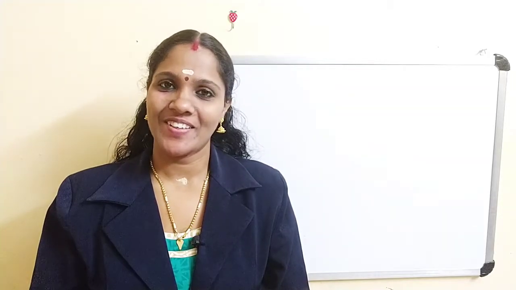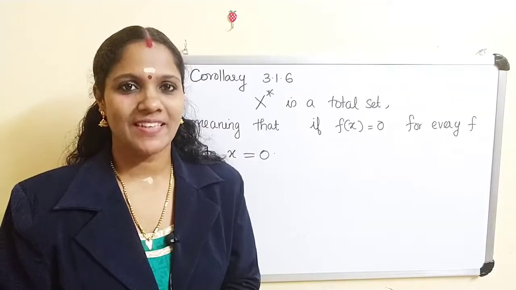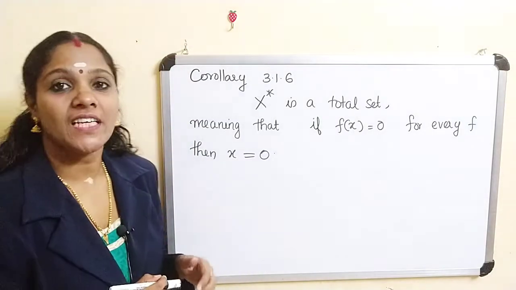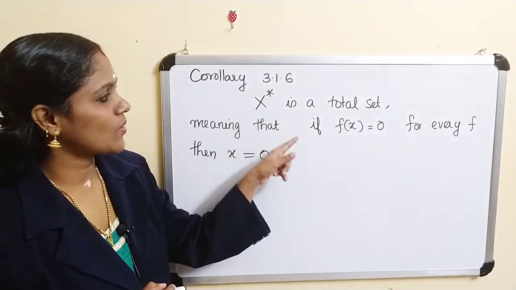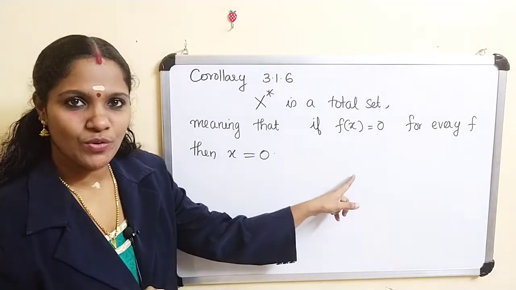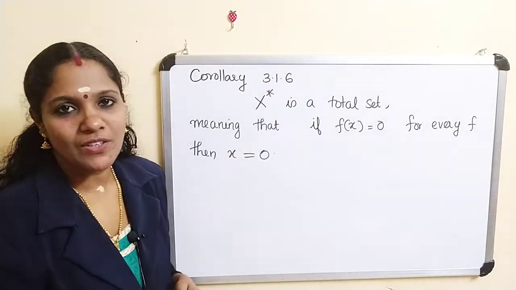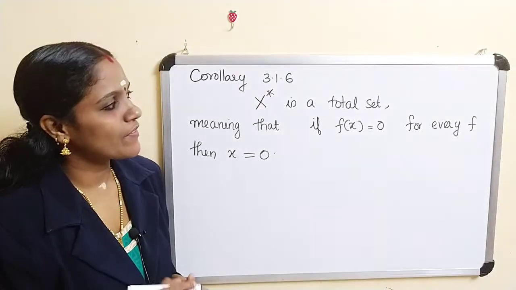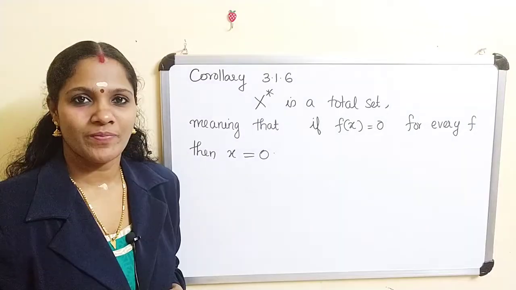Last class we discussed the Hahn-Banach theorem and some corollaries of the Hahn-Banach theorem. Today also we are discussing some other corollaries of the Hahn-Banach theorem. So the next corollary is X star is a total set. Now what do you mean by a total set? X star is total means if f of x equal to 0 for every f in X star, then x must be equal to 0.